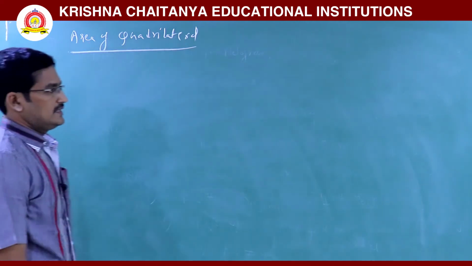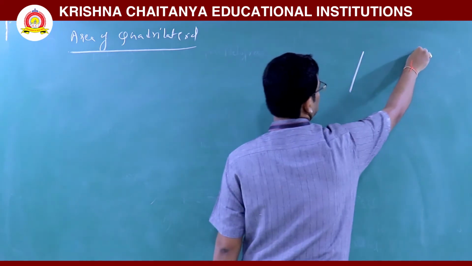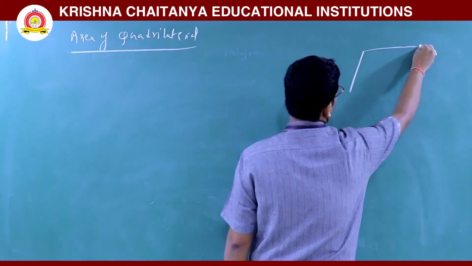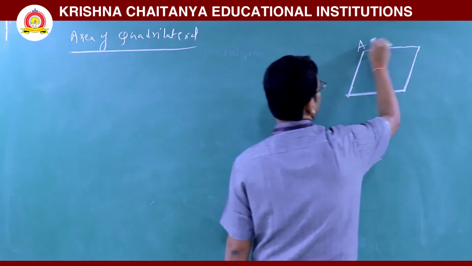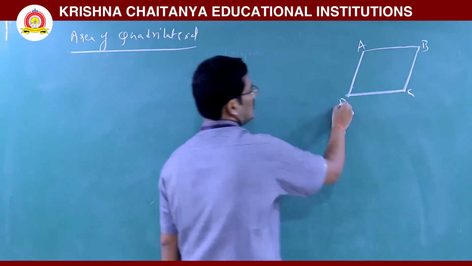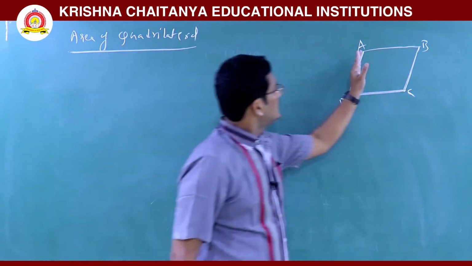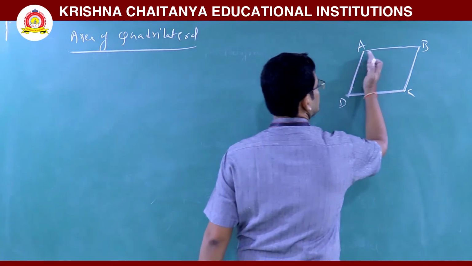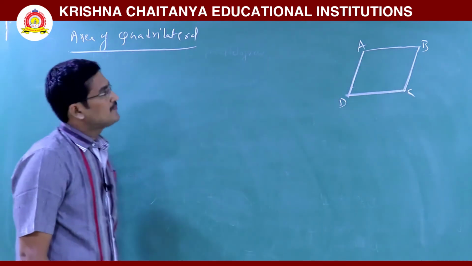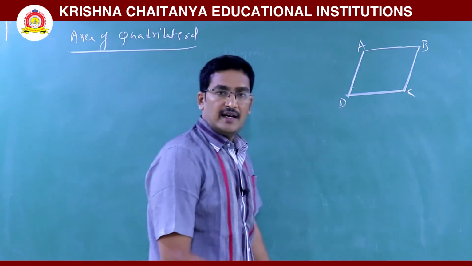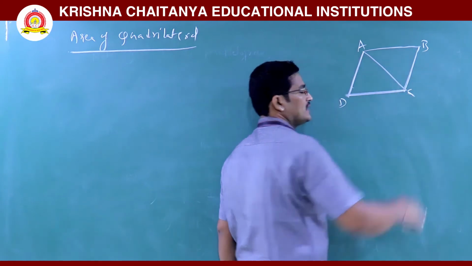See, suppose I am taking the quadrilateral ABCD here. This is some quadrilateral. How to calculate the quadrilateral area? What is the concept to find the area inside of that quadrilateral? To calculate the area of a quadrilateral, first you have to connect A and C.